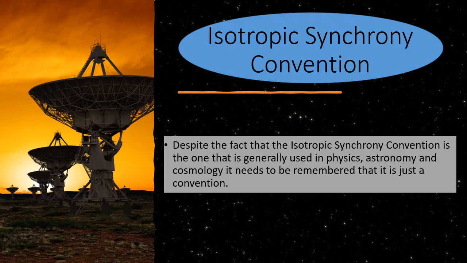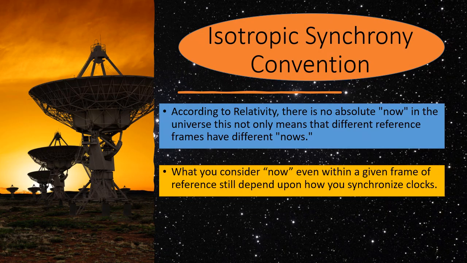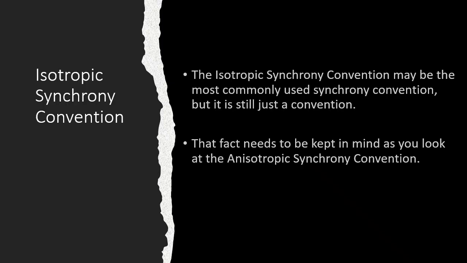Despite the fact that the Isotropic Synchrony Convention is the one that is generally used in physics, astronomy, and cosmology, it needs to be remembered that it is just a convention. According to relativity, there is no absolute now in the universe. This not only means that different reference frames have different nows, but what you consider now, even within a given reference frame, still depends upon how you synchronize clocks. The Isotropic Synchrony Convention may be the most commonly used synchrony convention, but it is still just a convention.